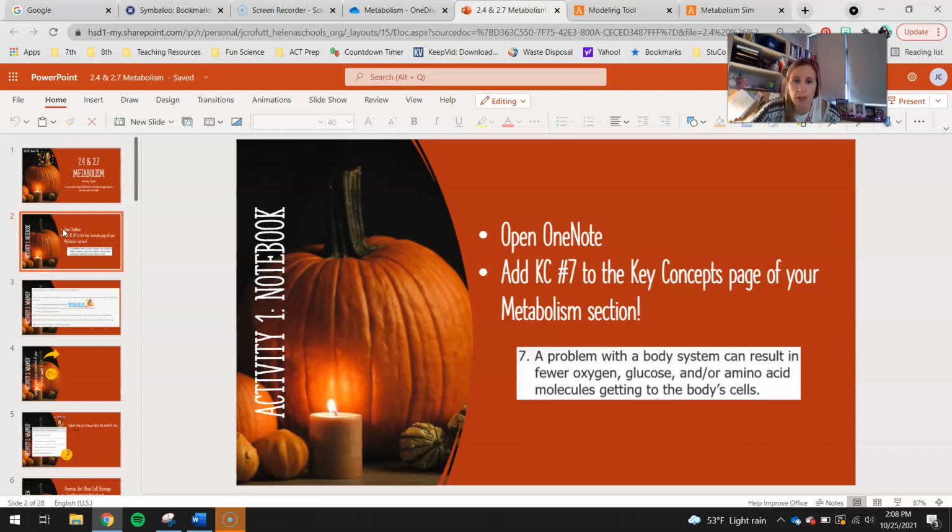You need to open up your OneNote and add key concept number 7 to the key concepts page of your notebook. So key concept 7 says, a problem with the body system can result in fewer oxygen, glucose, and/or amino acid molecules getting to the body cell. So really that is what we are digging into today, is how that relates to those 4 different medical conditions and specifically what our levels of each of those 3 molecules are.